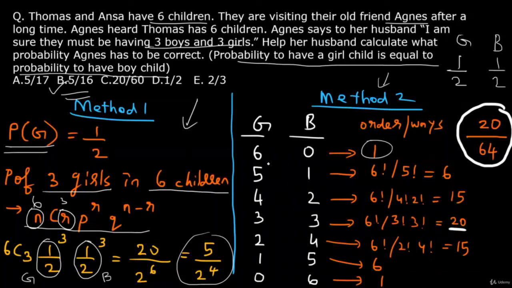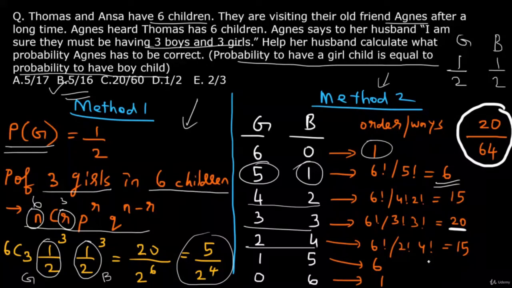Now, over here, if you have 5 girls and 1 boy, you could have this happen in 6 ways, right? That's the same as having 5 G's and 1 B and finding the linear arrangements, which is 6 factorial by 5 factorial. Now, if it's 4, 2, that's 6 factorial by 4 factorial into 2 factorial. And if it's 3, 3, it's 6 factorial by 3 factorial into 3 factorial. 2, 4, 6 factorial by 2 factorial into 4 factorial. 1, 5, that's the same as 6, the same thing that we got over here. And 0, 6 is 1.